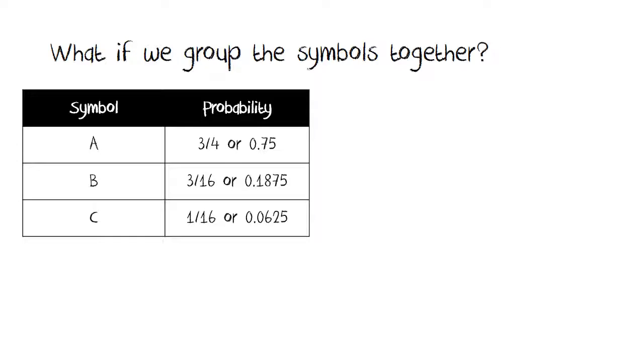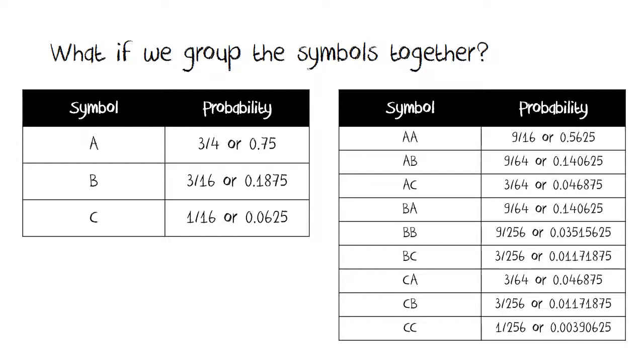We have our original symbol probability table here. In order to group the symbols into groups of 2, we do AA, AB, AC, and so on. Here is the resulting symbol probability table. In order to find the probabilities for each of these grouped symbols, we simply multiply the two individual symbols together. So for AA, we do 3/4 times 3/4.